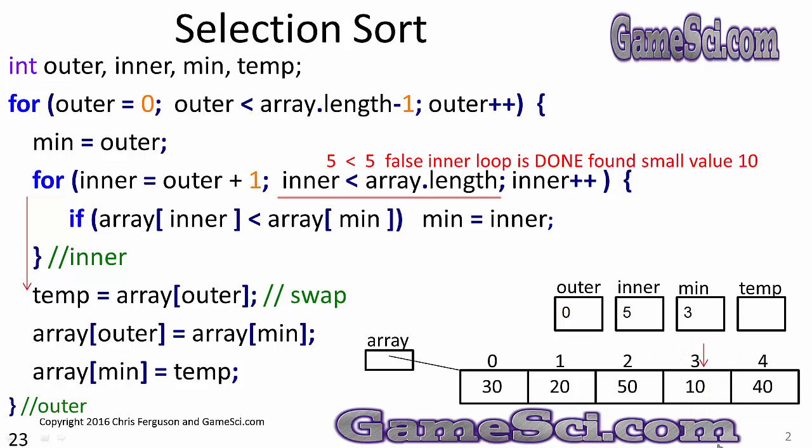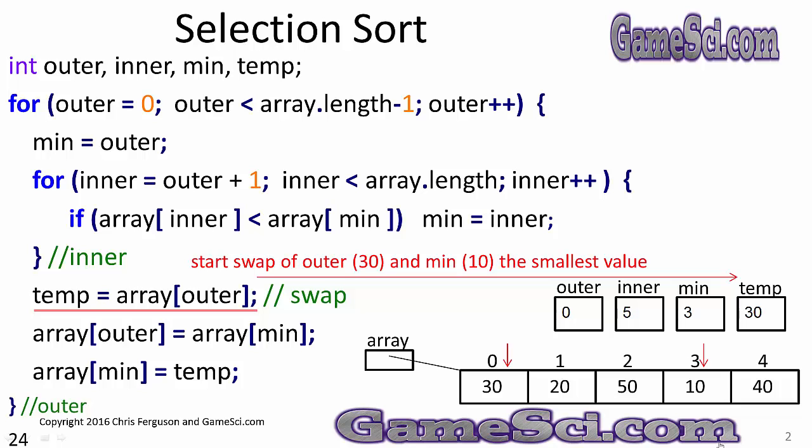So it's time to swap. And where are we going to swap? We're going to swap with outer. We'll say temp equals array sub outer. Start the swap of outer 30 and min 10, the smallest value, by moving outer to temp. The 30 that is in position 0 of the array has now moved to temp.